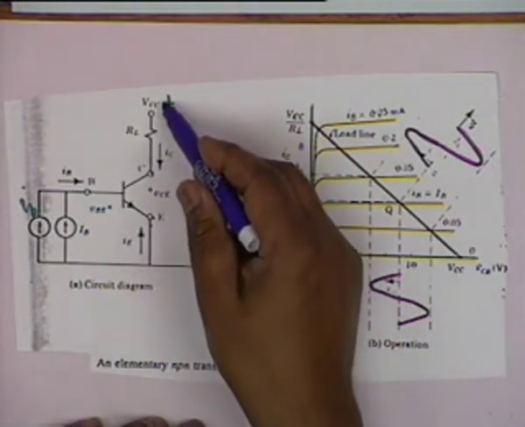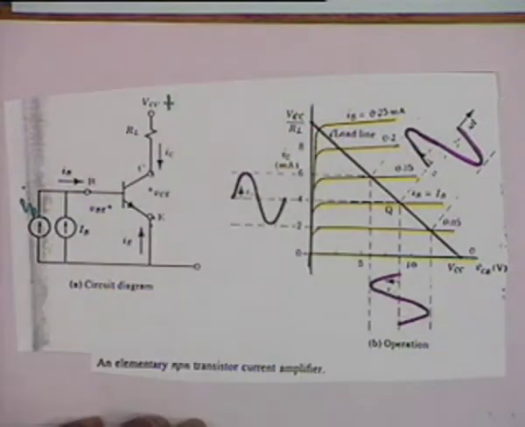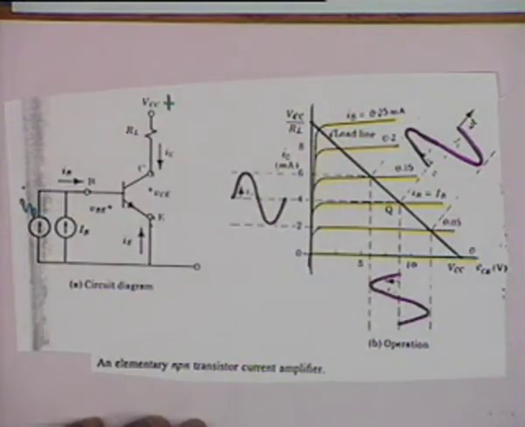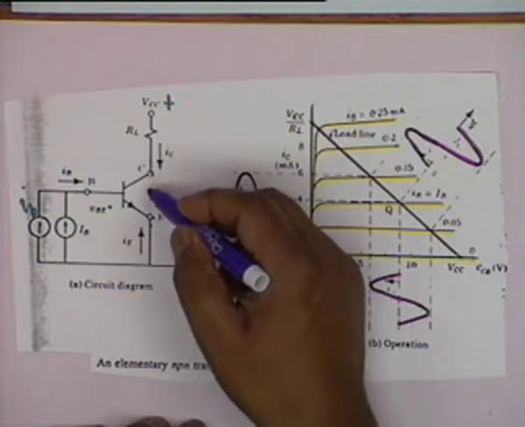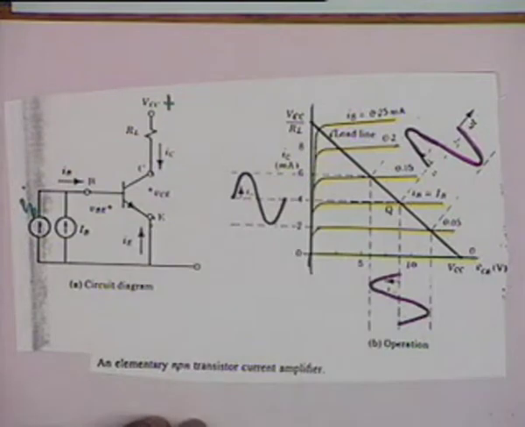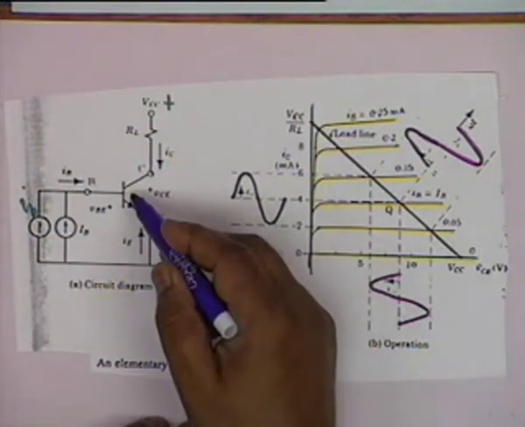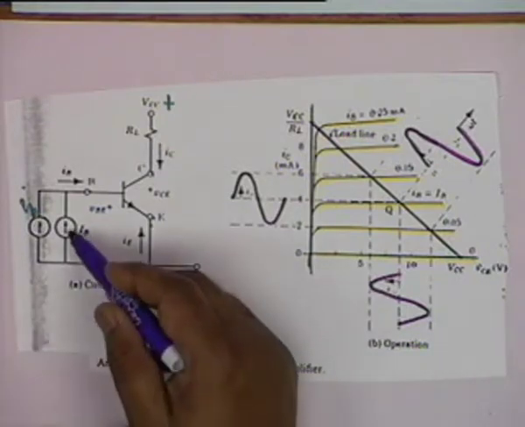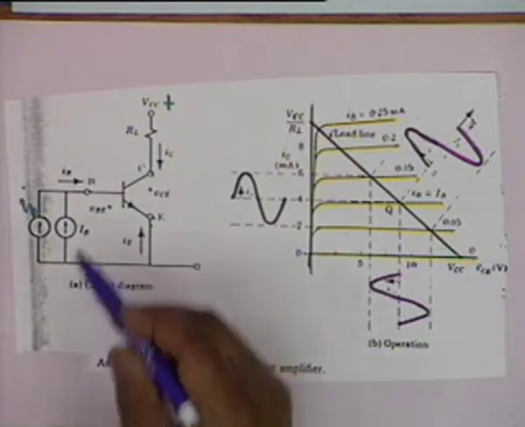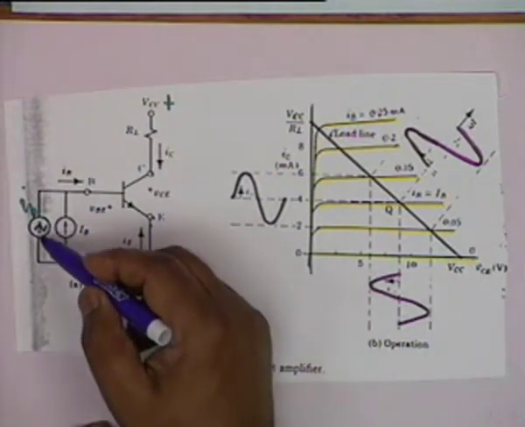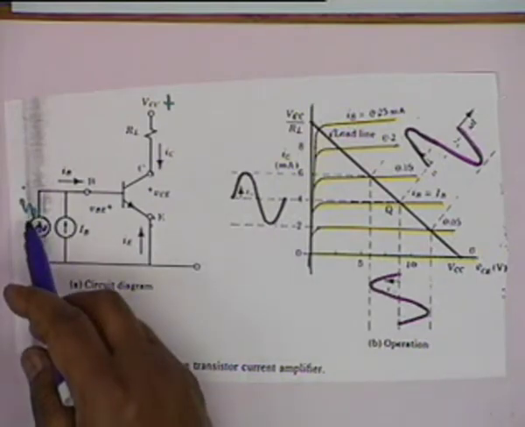So N must be connected to positive supply to make it reverse biased. Then it is connected to the collector through a resistance which is called the load resistance, RL. This is the transistor. For simplicity, E is shown connected directly to the output, to the common terminal, and to the base are connected two current sources. One is a DC current source, capital I sub capital B, and this is an AC current source or a signal source, small i sub b.